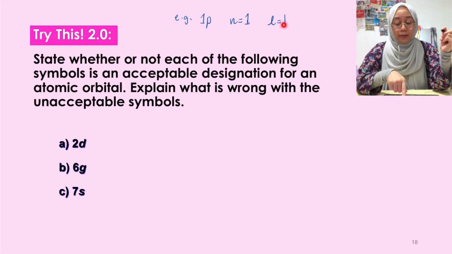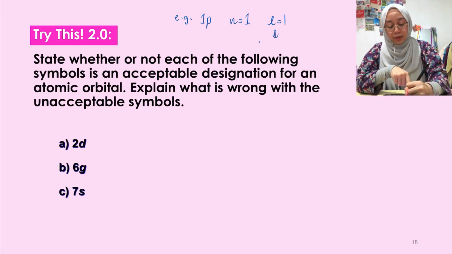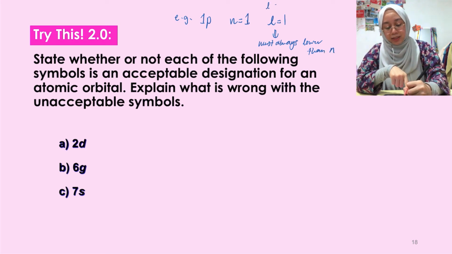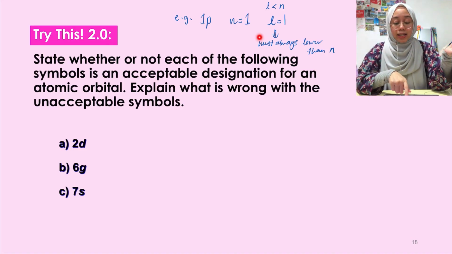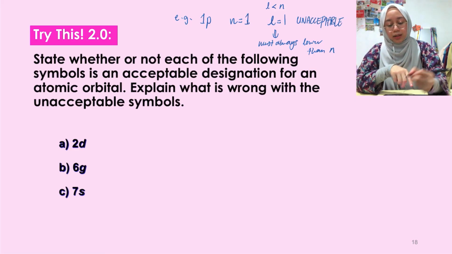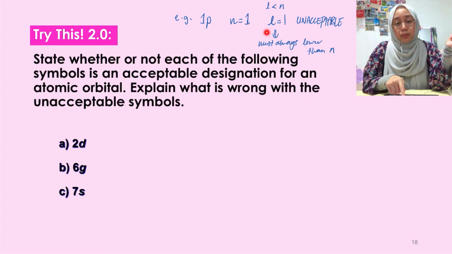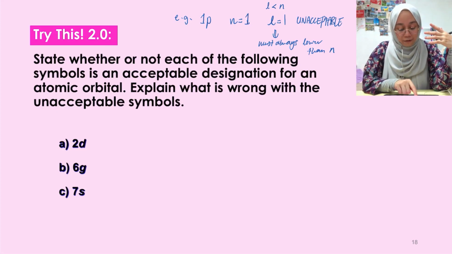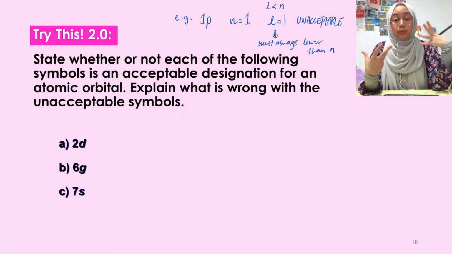No, tak boleh kan? Because value of L must always be lower than N, kan? Value L ni dia mesti lagi kecil daripada N. So it doesn't make sense. So bila dia doesn't make sense, meaning this one is unacceptable. Okay, so unacceptable because if N equals to 1, the only possible value for L is 0 sahaja. Okay, that would be your reason then, because you have to explain what is wrong with the unacceptable symbols. Okay, so you can give your explanation lah.